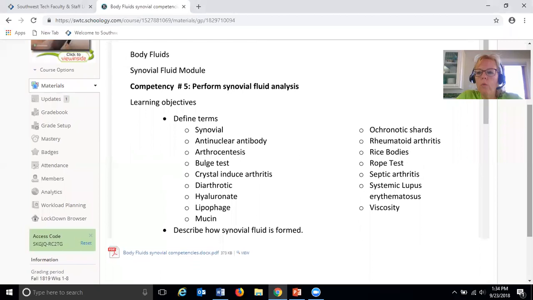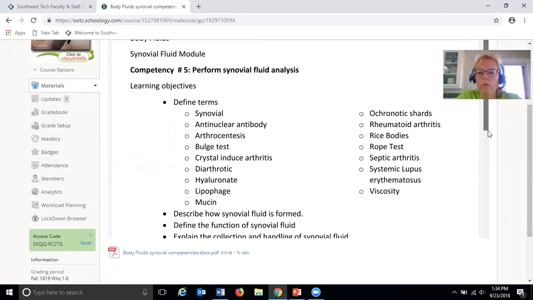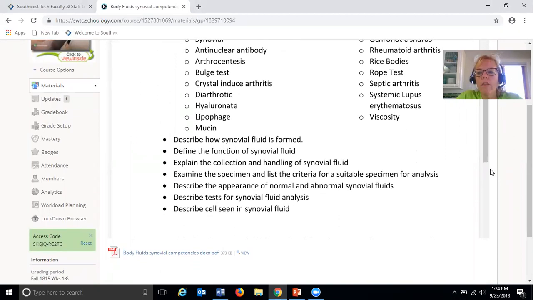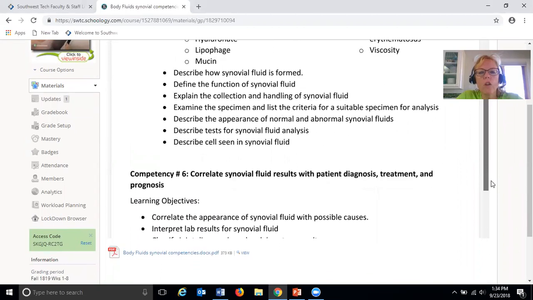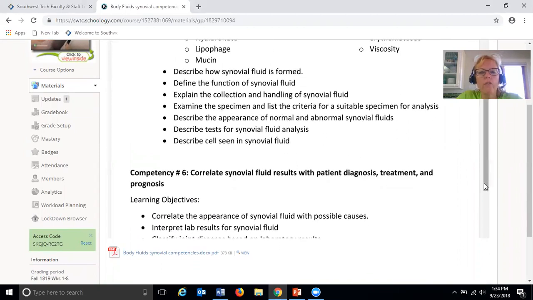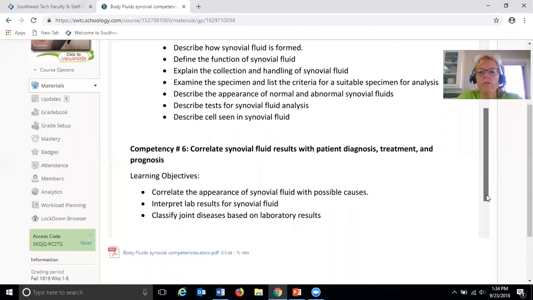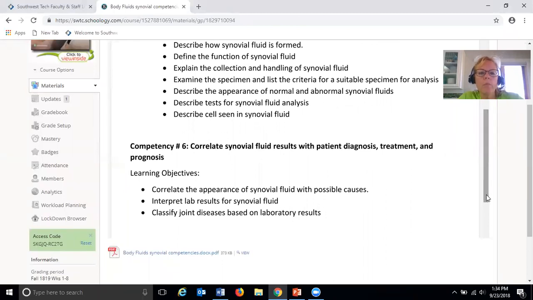will need to know. We're going to talk about how synovial fluid is formed. You should be able to define the function of synovial fluid, to talk about the collection and handling of synovial fluid, and what makes a suitable specimen for analysis. You will also be asked to describe the appearance of normal and abnormal synovial fluids and the tests we use to analyze synovial fluids and the cells that might be seen.